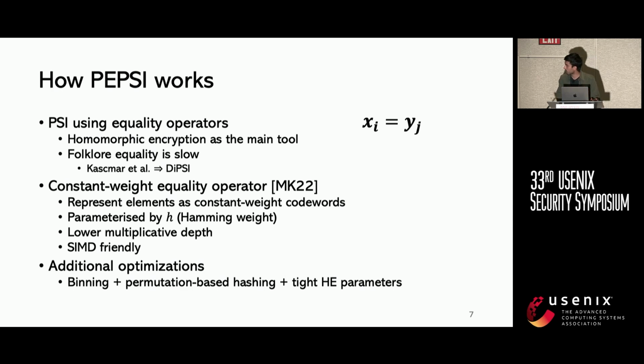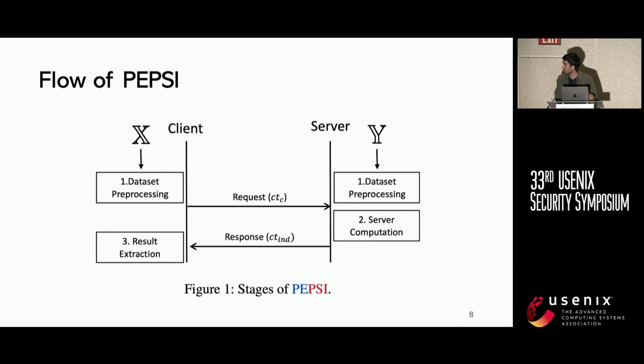So putting these together gives us PEPSI, and the flow of the protocol, once you have all these steps, is very easy. The client, which holds the smaller set, encodes its set in the bins with that specific constant weight encoding, sends it to the server, which does the processing, and simply has to send the result back to the client. So a very simple flow for the protocol.